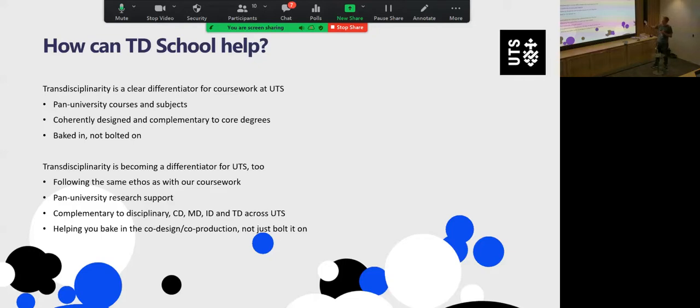And so what UTS is trying to do is think that through at the university level too. How do we enable even some researchers to become more sophisticated in designing research in a way that has impact and engagement built in from the beginning rather than bolted on at the end? TD School is well poised to be that pan-university center, almost like the TD extension of ResHub, effectively, to help anyone across UTS learn more about TD research and do more TD research. And we can then almost study those researchers as our guinea pigs to evolve the methodology behind TD research.